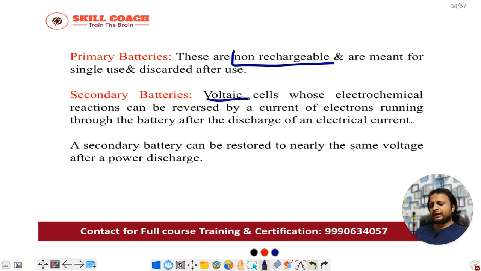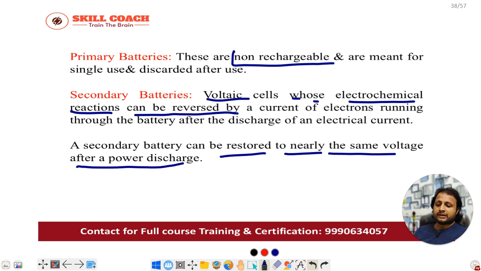A secondary voltaic cell is one whose electrochemical reactions can be reversed by the current of electrons running through the battery after discharge of an electrical current. So secondary batteries can be restored to nearly the same voltage after a power discharge. This was a kind of revolution: we can recharge the battery. If you remember, we used to charge the TV battery before electricity came. That was the kind of fun we had.